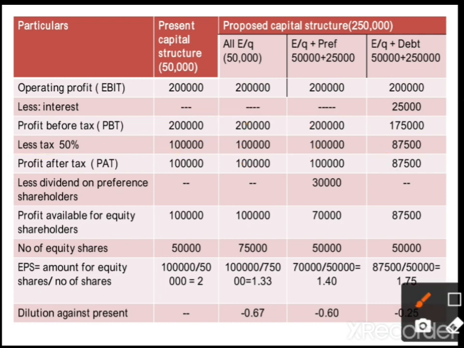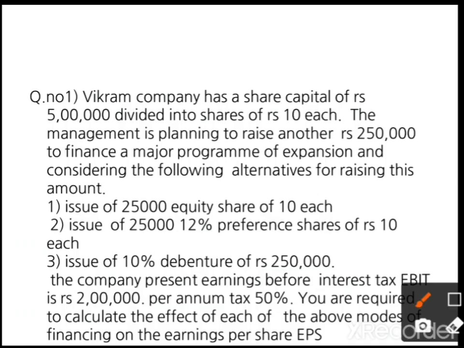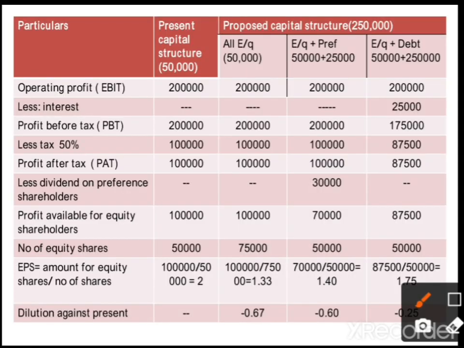The most important next step is less dividend. The dividend is given only for preference shareholders. Please check which plan has preference shares. Only the second plan has preference shares, so only for the second plan we have to deduct the dividend. So how much is the dividend? The preference shares are 25,000 into 10, so the total is 2,50,000. 2,50,000 at the rate of 12% gives 30,000. This dividend is payable to preference shareholders.